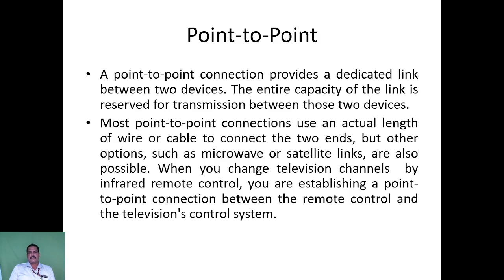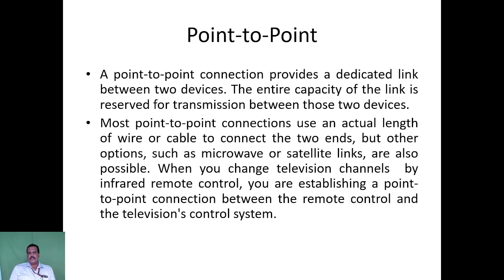A point-to-point connection provides a dedicated line between two devices. That dedicated line is only used for transferring data between the particular source and the destination. The entire capacity of the link is reserved for transmission between those two devices. Most point-to-point connections use an actual length of wire or cable to connect the two ends, but other options such as microwave or satellite links are also possible. When you change television channels by infrared remote control, you are establishing a point-to-point connection between the remote control and the TV control systems.